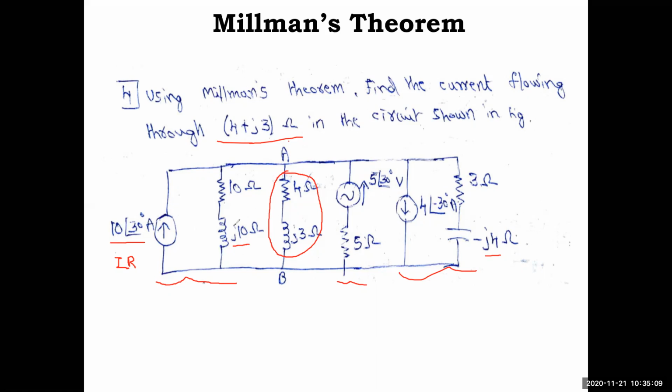So 10 at an angle 30, multiply with 10 plus 10i you write. So j10 means 10 plus 10i.